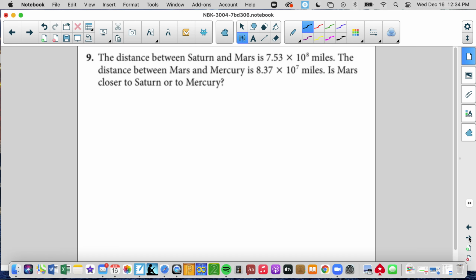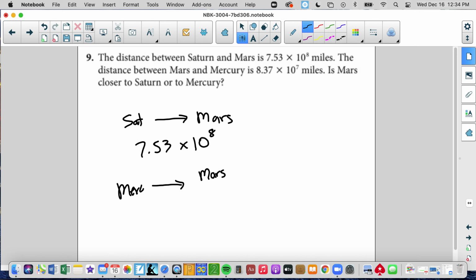All right, so we got Saturn to Mars. So the distance Saturn to Mars is 7.53 times 10 to the 8th. Good. And the distance between Mars and Mercury is going to be 8.37 times 10 to the 7th. So is Mars closer to Saturn or closer to Mercury?